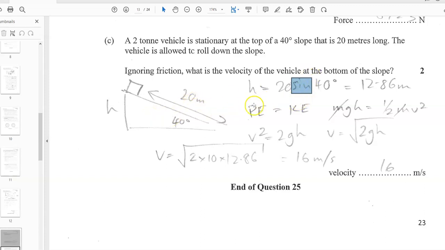Okay, the mass does not matter, right? The 2-ton does not matter. See how the mass cancels out? So we've got the potential energy and the kinetic energy. They're going to be equal, and we just rearrange that formula. So if you see v squared equals 2gh, that's a mark. Straight away, if you see v squared equals 2gh or v equals the square root of 2gh, they're getting a mark.